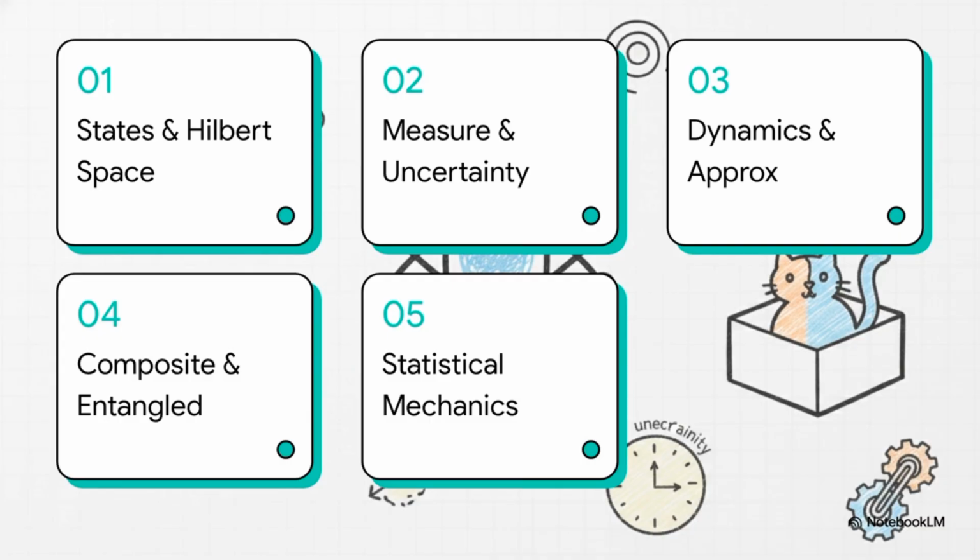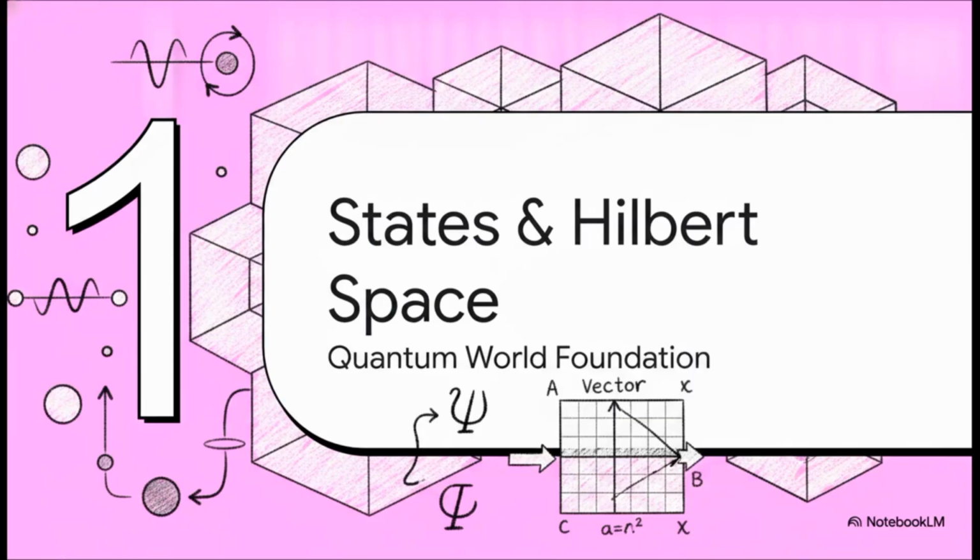So here's our roadmap for today. We'll be climbing this conceptual ladder, starting with states in Hilbert space, then moving through measurement and uncertainty, dynamics, composite systems, and finally, we'll wrap up with quantum statistical mechanics. Let's get to it. Section 1. States and Hilbert space, the foundation of the quantum world.